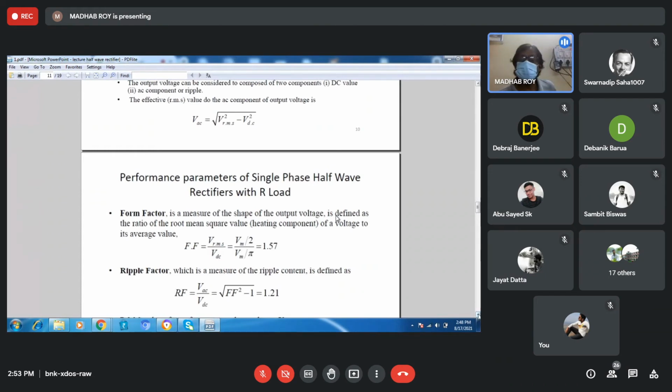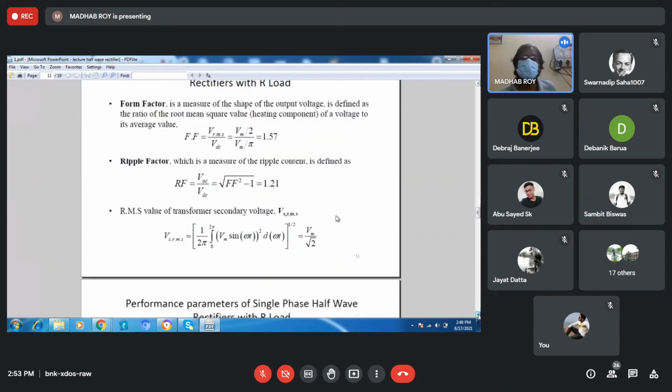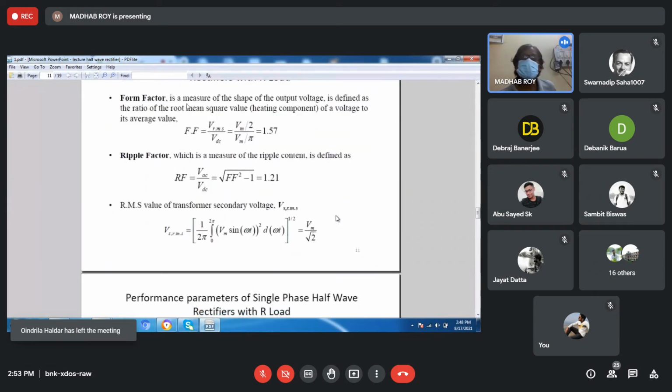Now we'll go to another terminology, called the form factor. It is a measure of the shape of the output voltage. It is the ratio of the RMS value to the average value. So the form factor is V RMS by V average. The RMS value we have already seen is Vm by 2, and the average value is Vm by pi. So 1.57 is called the form factor.